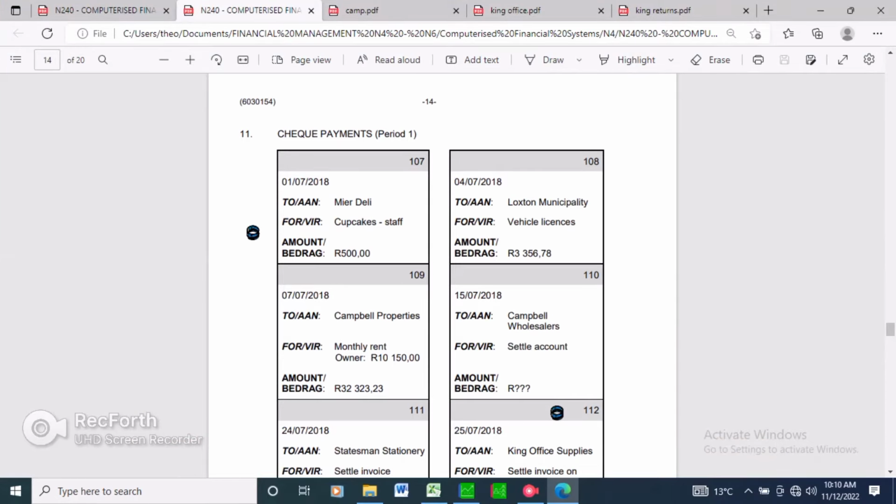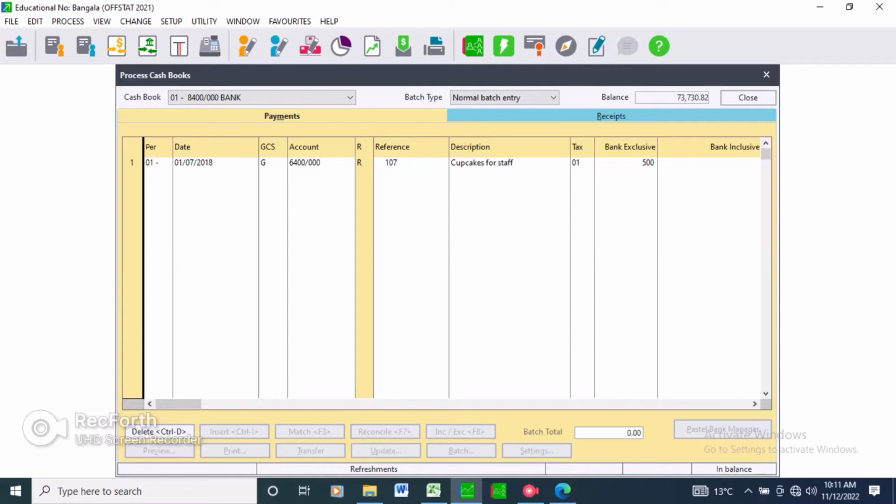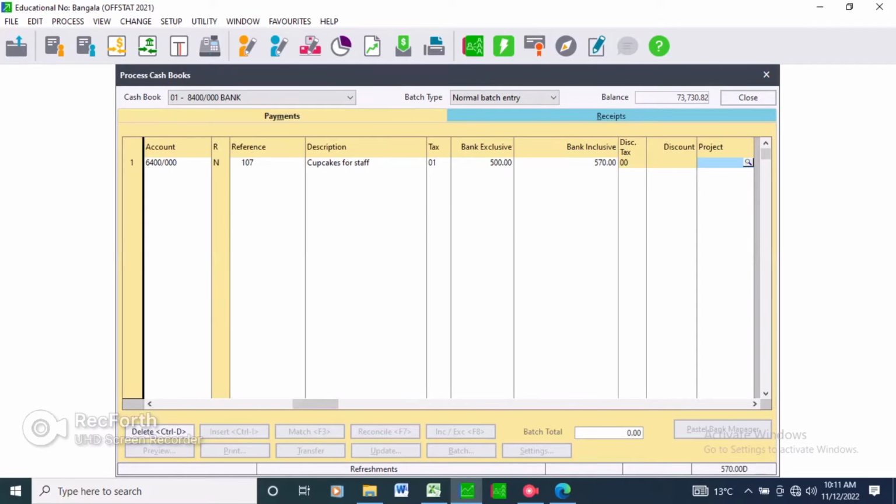Then we can record under bank exclusive. Then the system, as soon as you press tab, will calculate tax on your behalf, guys. As you can see, the tax is 70 rand, guys. Okay, it's fine. Process the next check. The period is still okay.